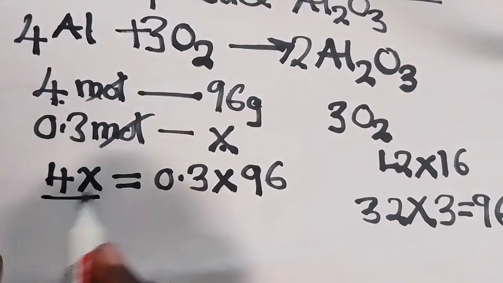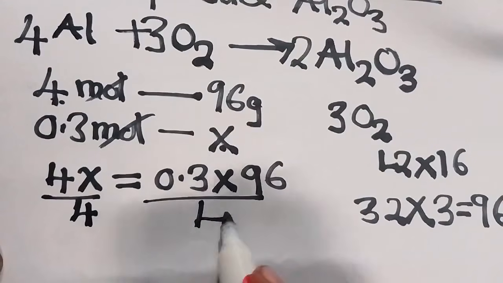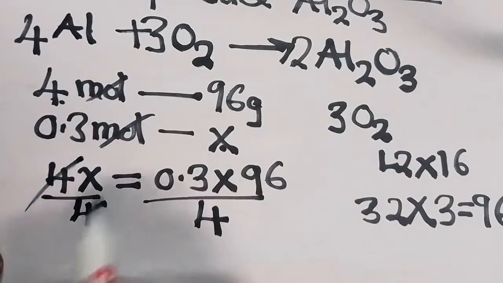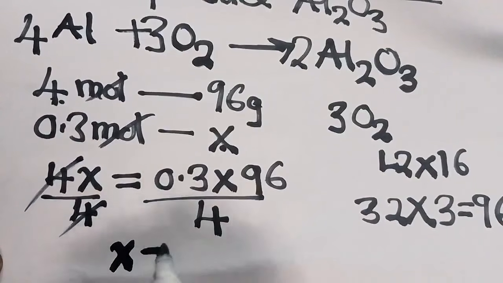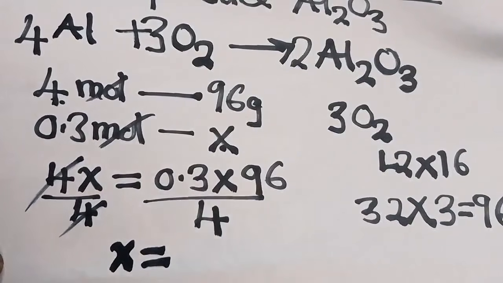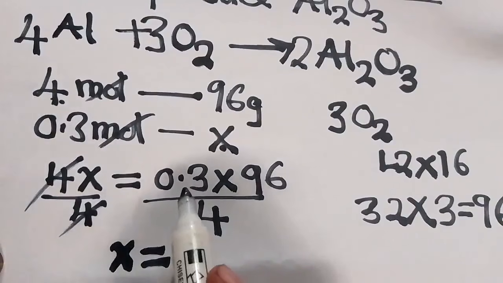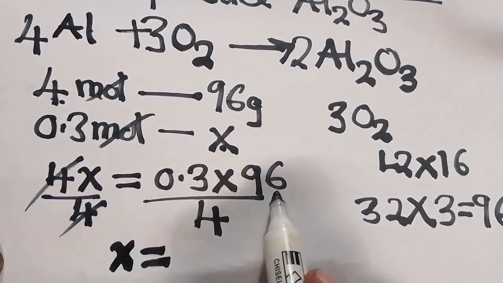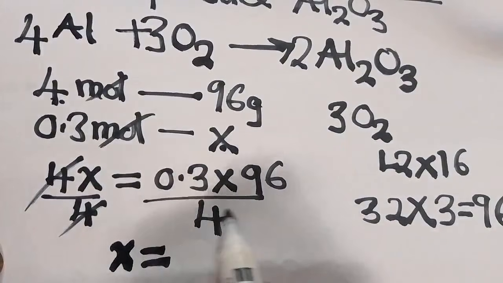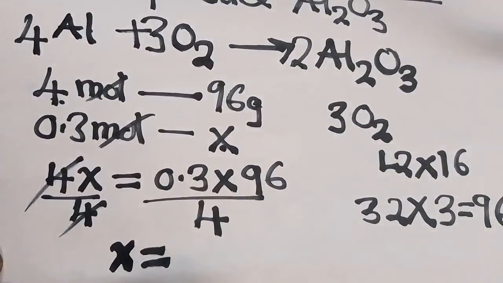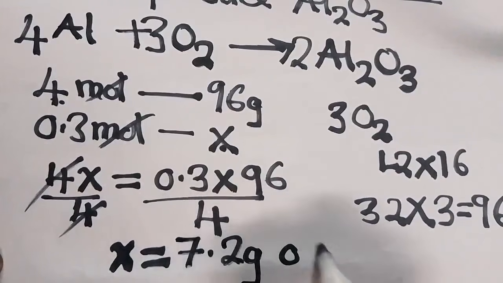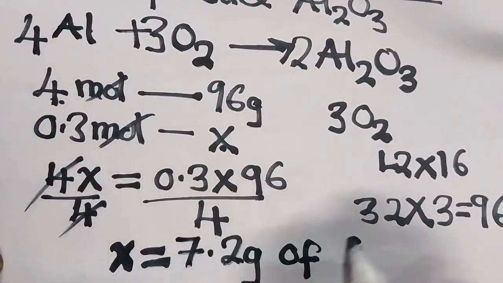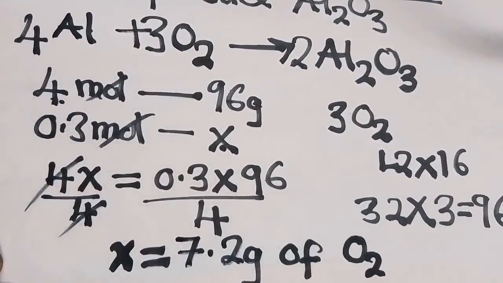You divide both sides by 4, so this and that cancelled. So x is equal to 0.3 times 96, divided by 4. We are getting 7.2 grams of oxygen. So you do this for oxygen. This is what we are doing.